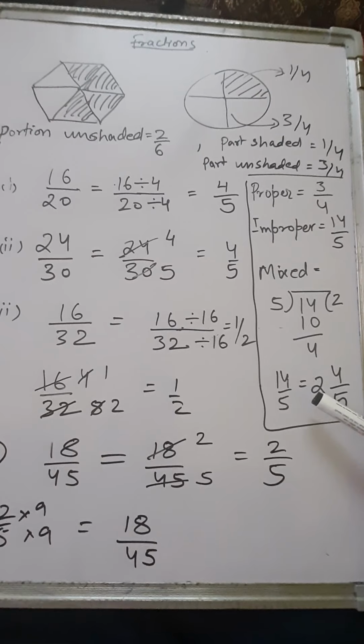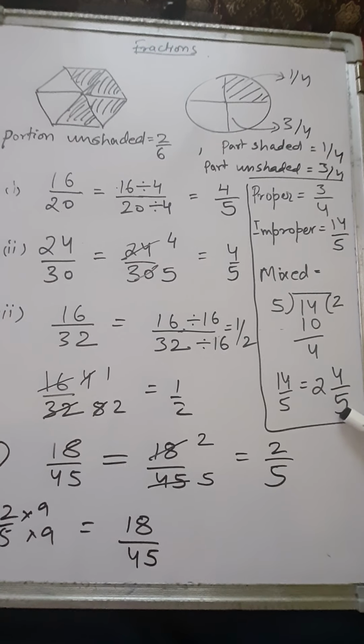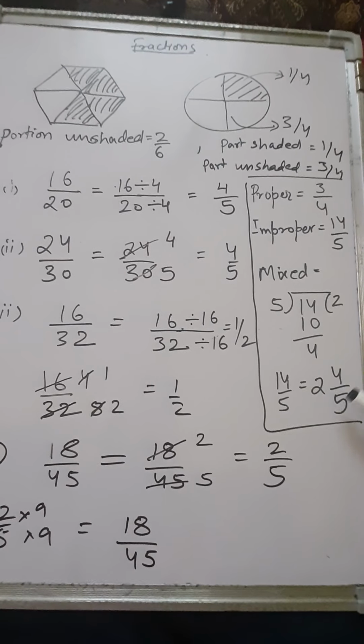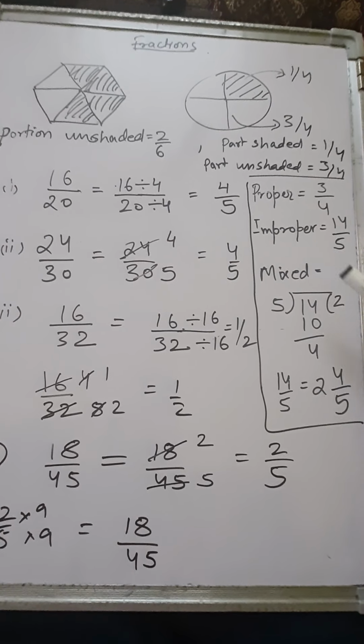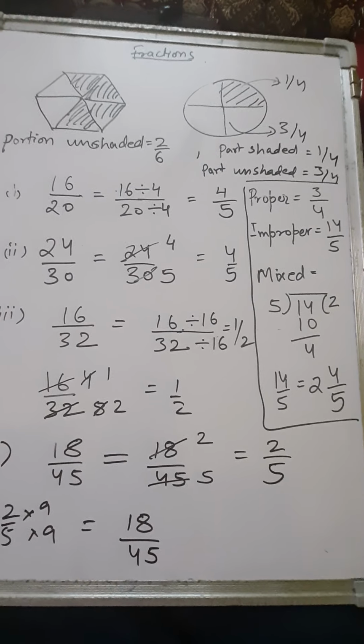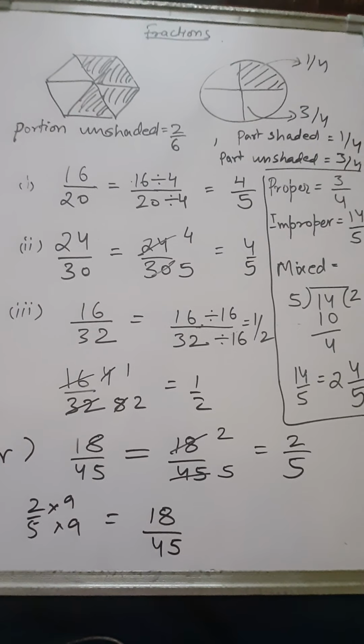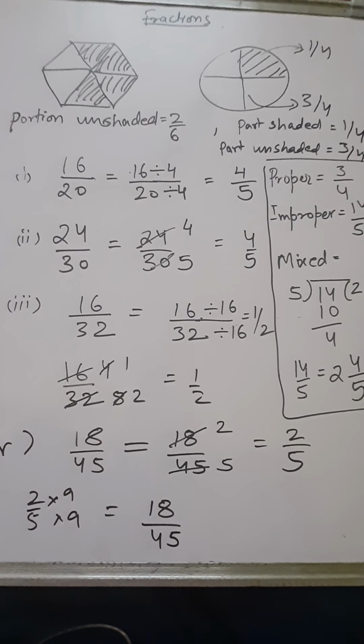Right children? That means the mixed fraction is whole number, remainder upon divisor. Right children? So only an improper fraction can be converted into a mixed fraction. Right children?